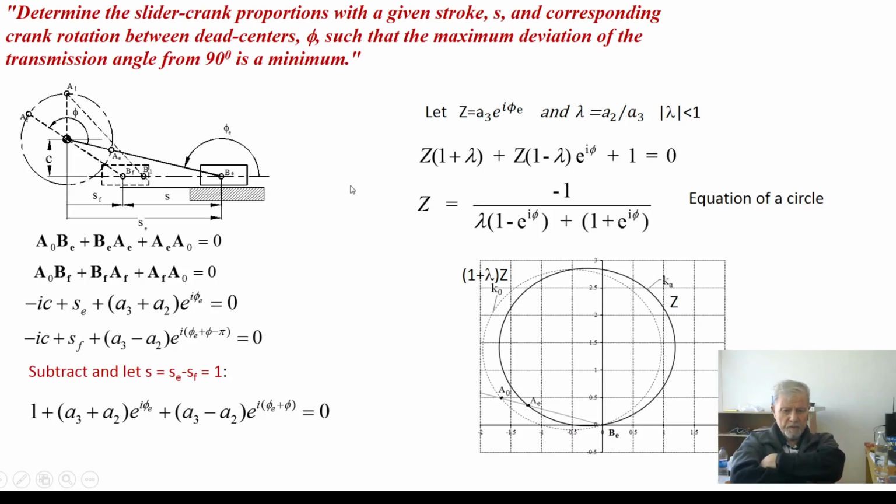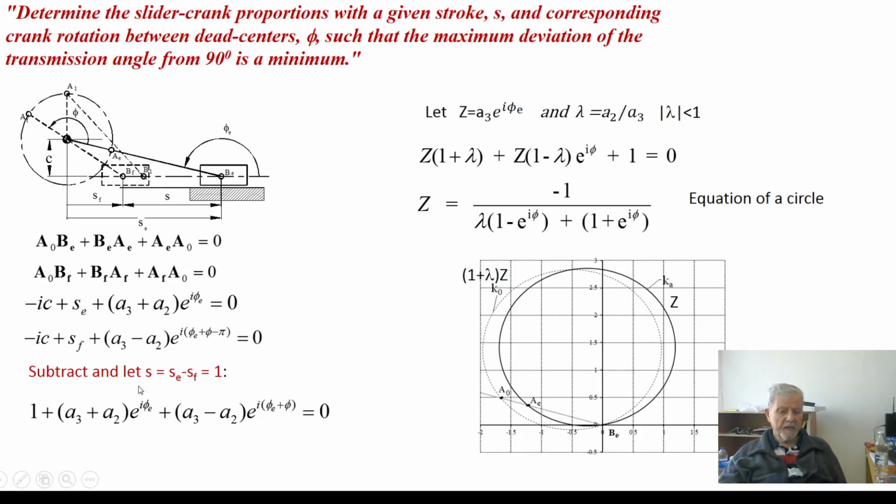Again, what we can do is write the loop equations for the extended and folded positions. They form a triangle, notice. We end up with these two equations. If we subtract these two equations from each other and let SE minus SF, meaning the stroke, is equal to unity, so that we determine the link lengths with S as unity, and then whatever the stroke we want, we can multiply A2 and A3 and C with that stroke to obtain the actual link lengths required.